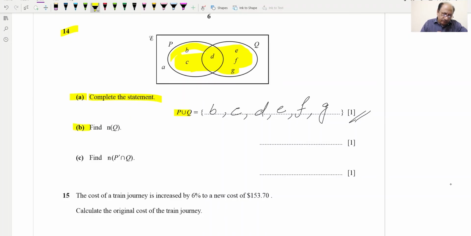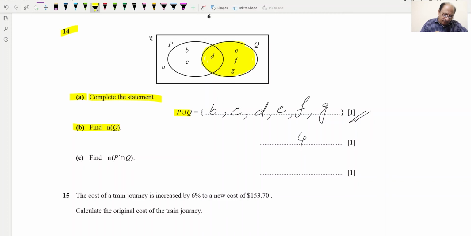Now find n of Q. n of Q will be the number of members of Q. Members of Q will be in this area, and how many members are there? These are 4: A, D, F, G. So we can write n of Q is equal to 4.